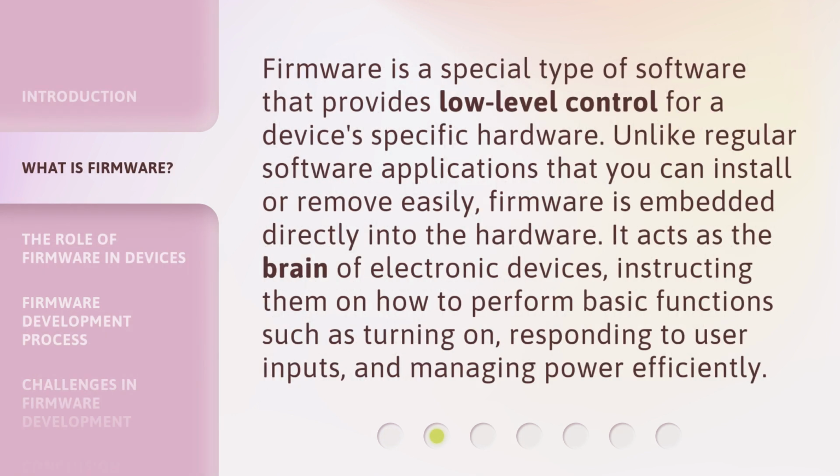Firmware is a special type of software that provides low-level control for a device's specific hardware. Unlike regular software applications that you can install or remove easily, firmware is embedded directly into the hardware. It acts as the brain of electronic devices, instructing them on how to perform basic functions such as turning on, responding to user inputs, and managing power efficiently.